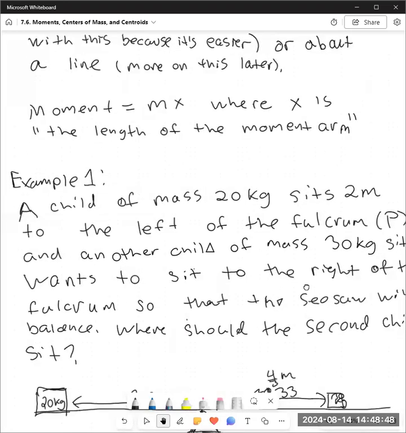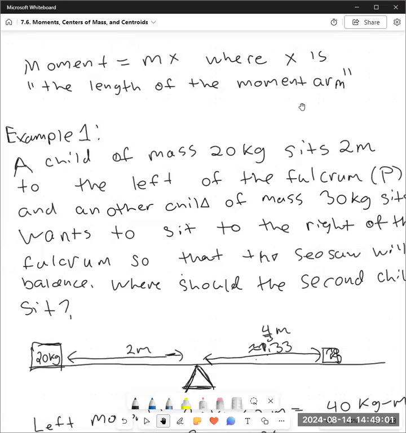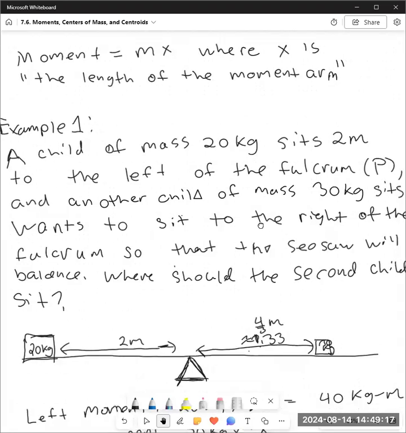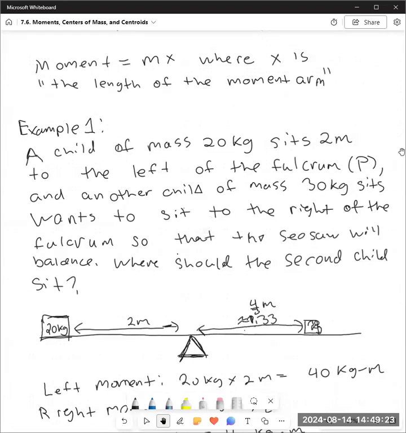So let's start off with what a moment is. A moment is equal to the mass times the length of the moment arm, where the moment arm is how far away that mass is placed from the fulcrum. In this case, the center of mass, or whatever, how far of a distance away that is. So in example 1 here, a child of mass 20 kilograms sits 2 meters to the left of the fulcrum here at point P.